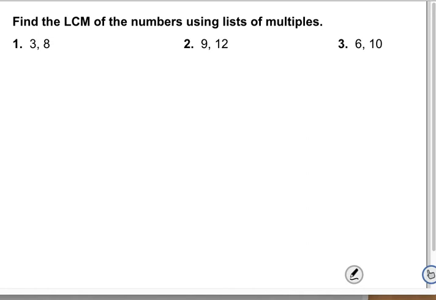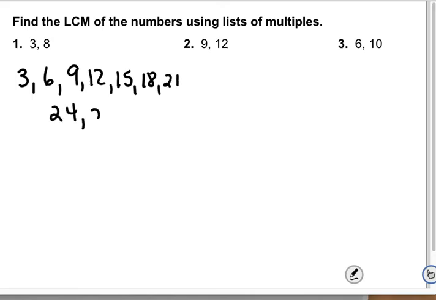Somebody tell me the multiples of 3. Jaden. 3, 6, 9, 12, 15, 18, 21, 24, 27, 30. Okay, can I stop there? Okay. Somebody else, give me the multiples of 8. Give me the multiples of 8, Cashton. 8, 16, 24.